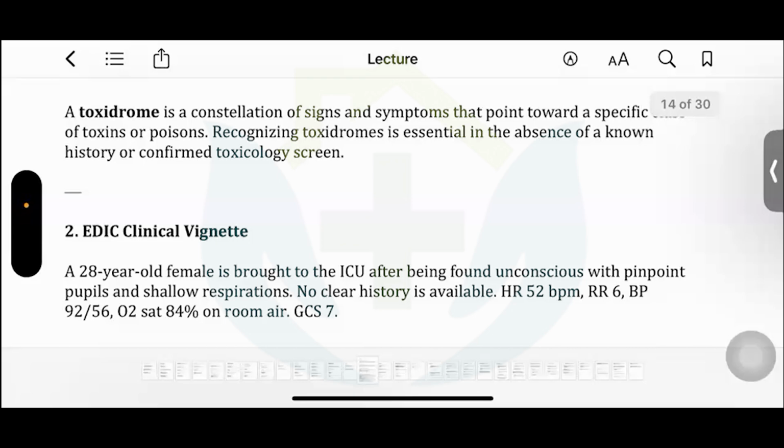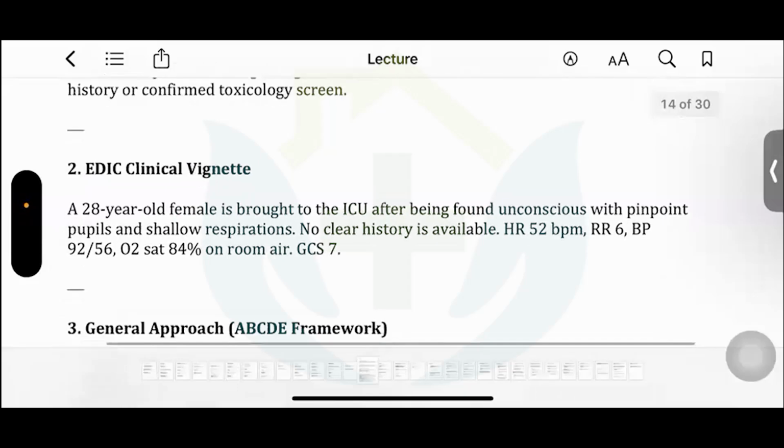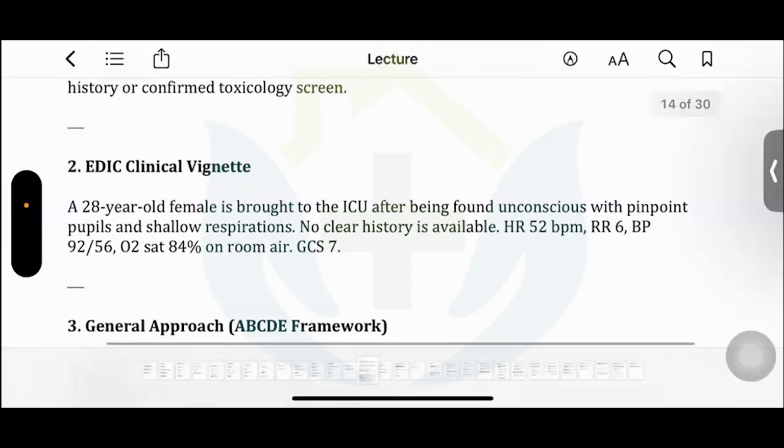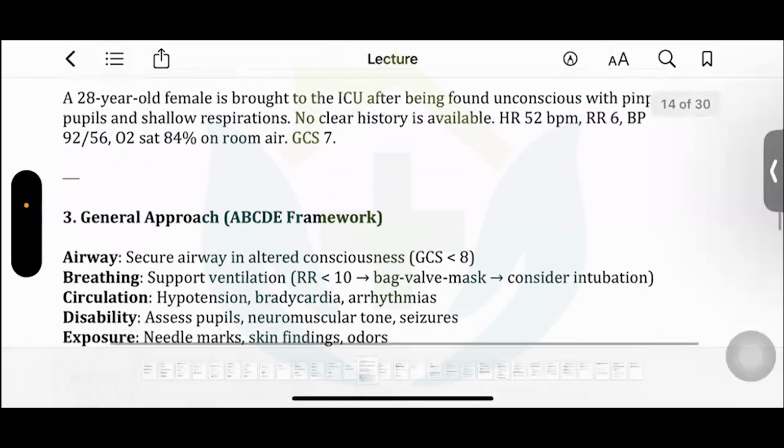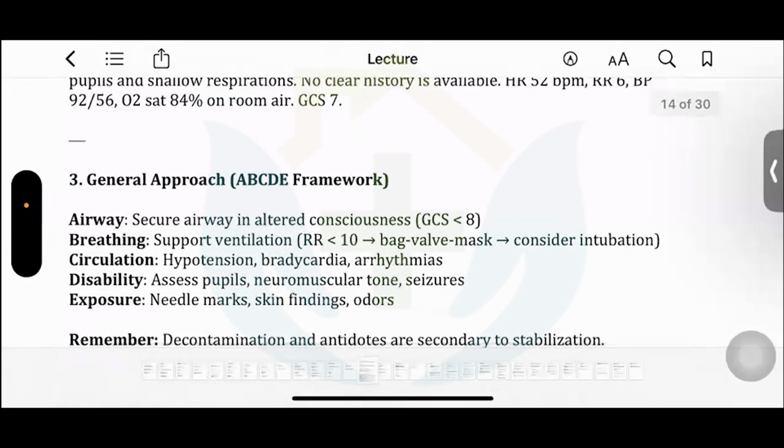Pinpoint pupils, shallow breathing, bradycardia, shallow respiration, low BP. Opioid. So one is opioid. How will opioid cause a bradycardia? So by deep sedation, the bradycardia can happen. So general approach will be ABCD framework.